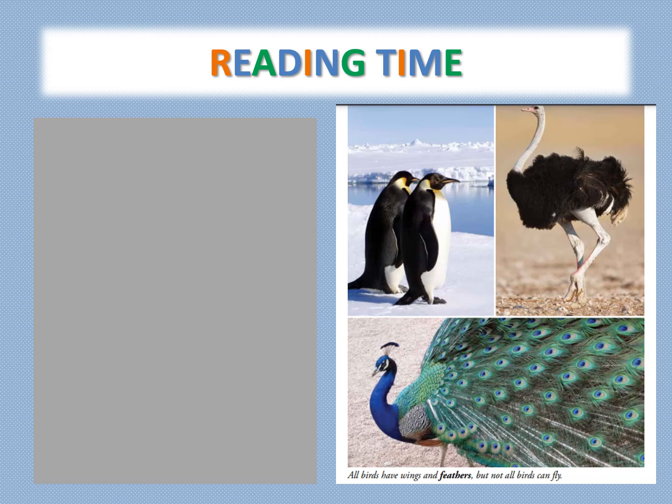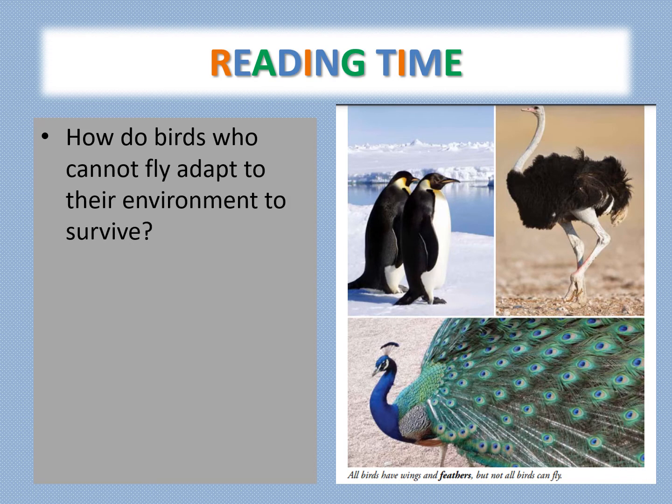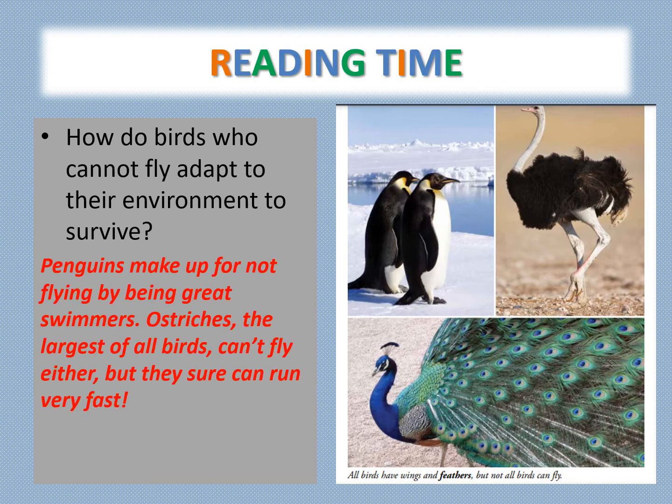So let's think about that question we saw before we read that page. How do birds who cannot fly adapt to their environment to survive? Yes, penguins make up for not flying by being great swimmers. Ostriches, the largest of all birds, can't fly either, but they sure can run very fast.